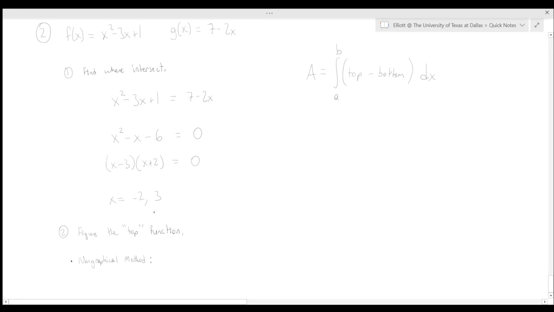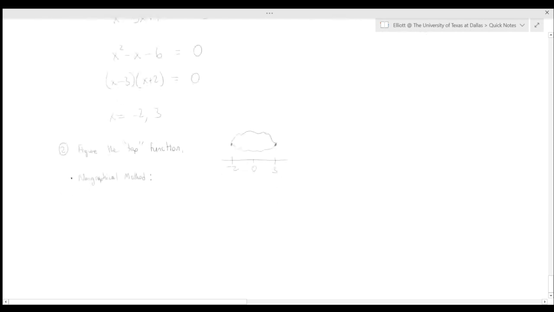we know the two functions intersect at -2 and 3. So what we want to do is figure out in between, which function is going to be on top and which function is going to be on the bottom, right? To do that, just pick any point inside this interval. I'll just pick 0 because that's a pretty nice number in between -2 and 3. And just take that number and plug it into both of your functions. It doesn't matter which number you choose, so just choose a nice one.